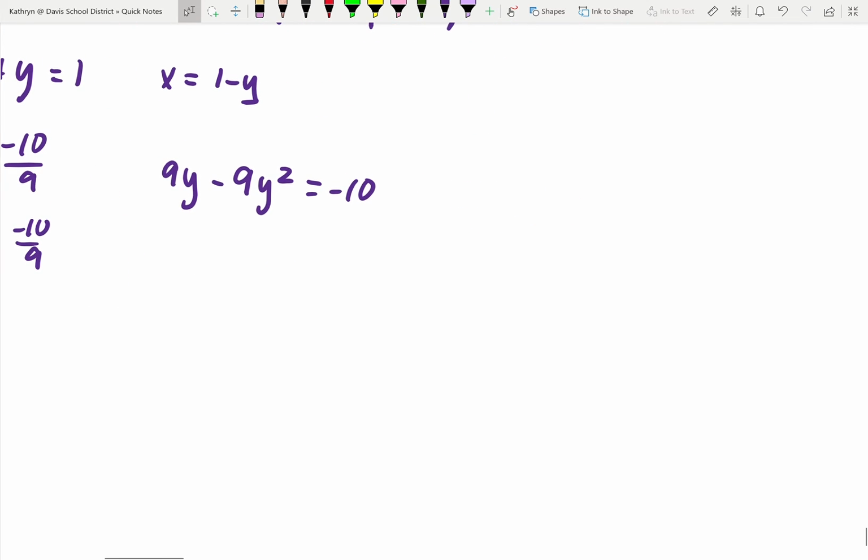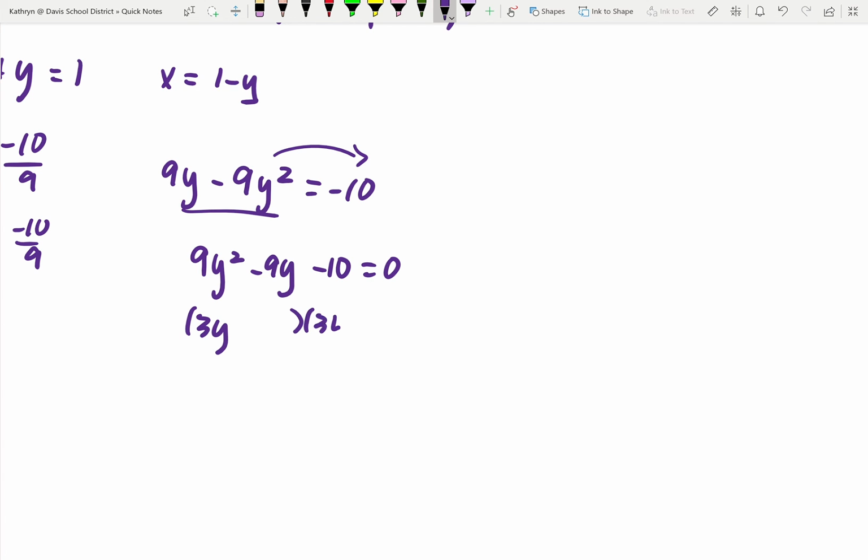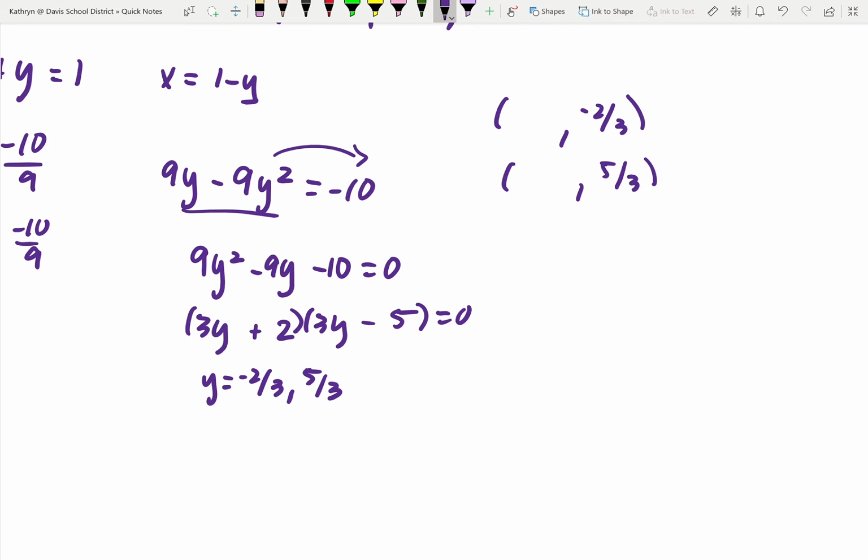I know I'm going to have to factor. I don't want a negative 9y squared, so I'm going to pull that over. So I have 9y squared minus 9y minus 10 equals 0. So I'm thinking it might be like 3 and 3 and 5 and 2. That gives you 15 and 6, and that does give you a 9. The biggest is the negative, looks like that. So that gives you y equals negative 2/3 and y equals 5/3. So I'm going to come over here, negative 2/3. Come over here, positive 5/3.